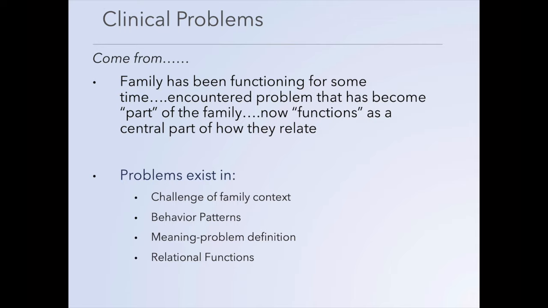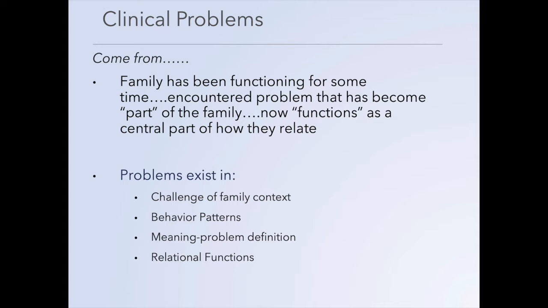Third, problems exist in the meaning and the problem definitions that people create around different events. If you think about it, events are really fairly neutral in their meaning. It is what we put on them, what they've come to mean for us and how important they are for us, that makes family problems a big issue. So the way in which meaning is put by each individual family member onto a similar event is important. And a problem can exist as people get on different pages about that.